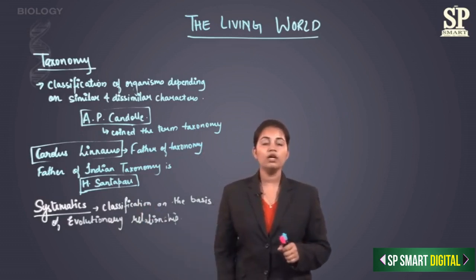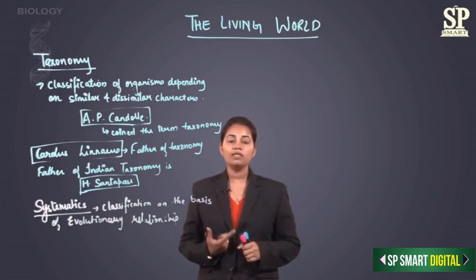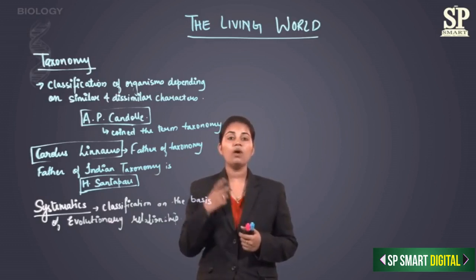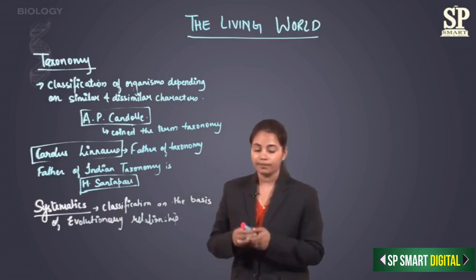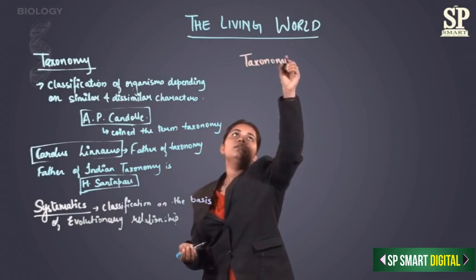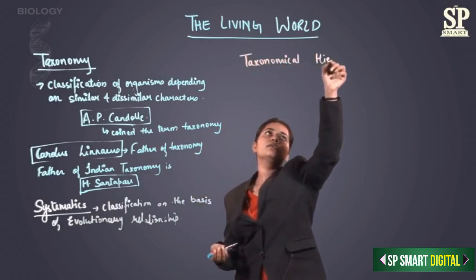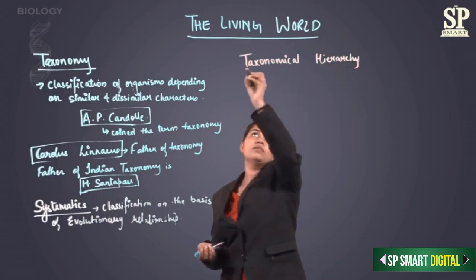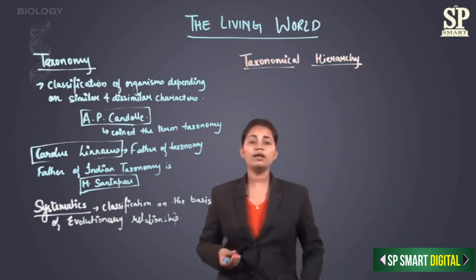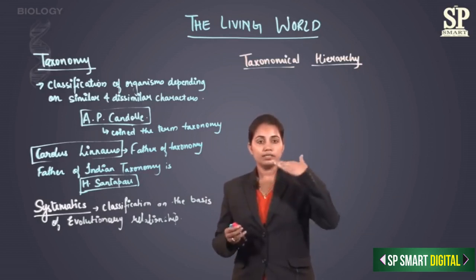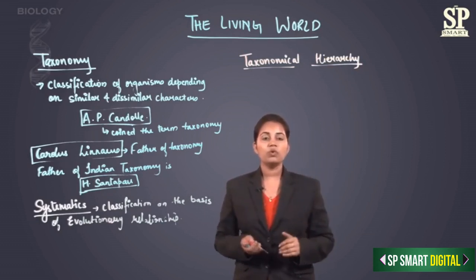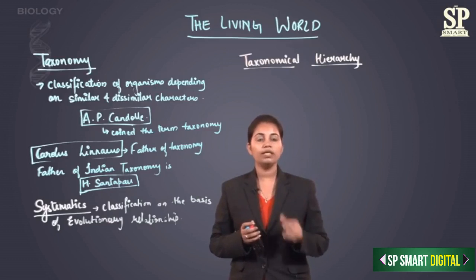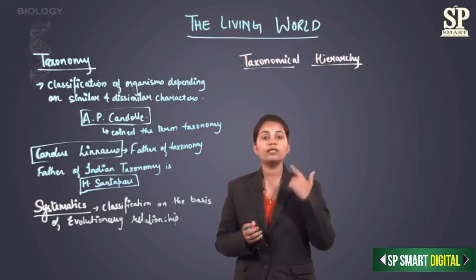Now let us see how taxonomy is done, or how I am going to classify the organism on the basis of similarities and dissimilarities. That is called taxonomy. So there is something called the taxonomical hierarchy. Hierarchy is nothing but steps. Okay, so I am going to classify the organism on a step basis. So let us see what the steps in this taxonomical hierarchy are.